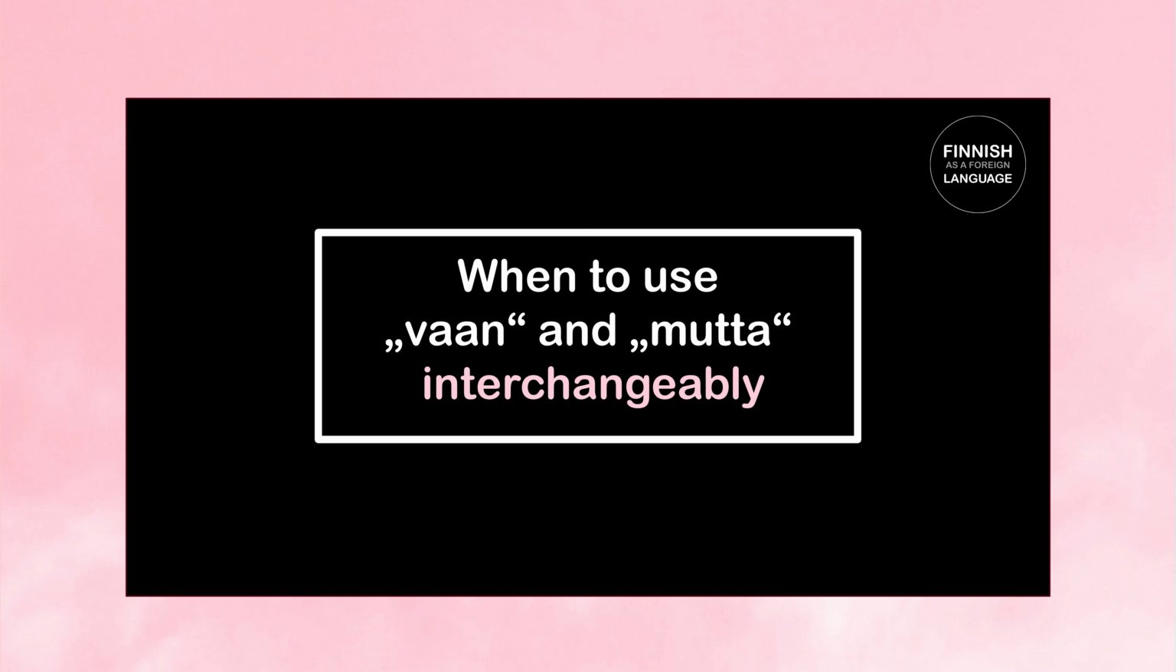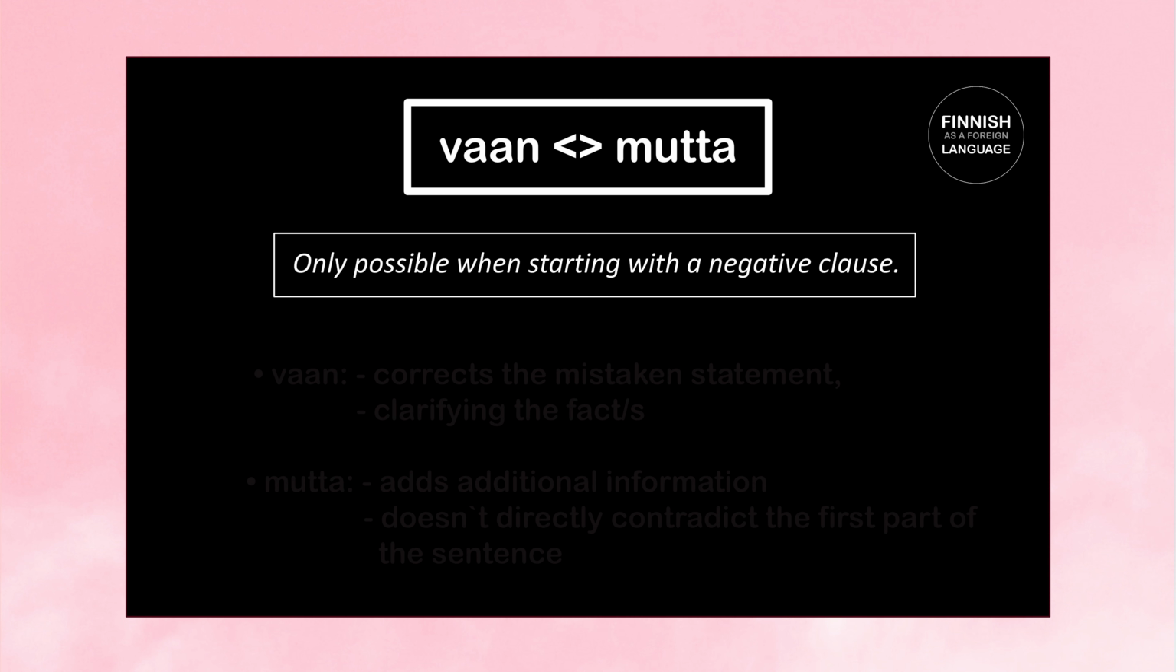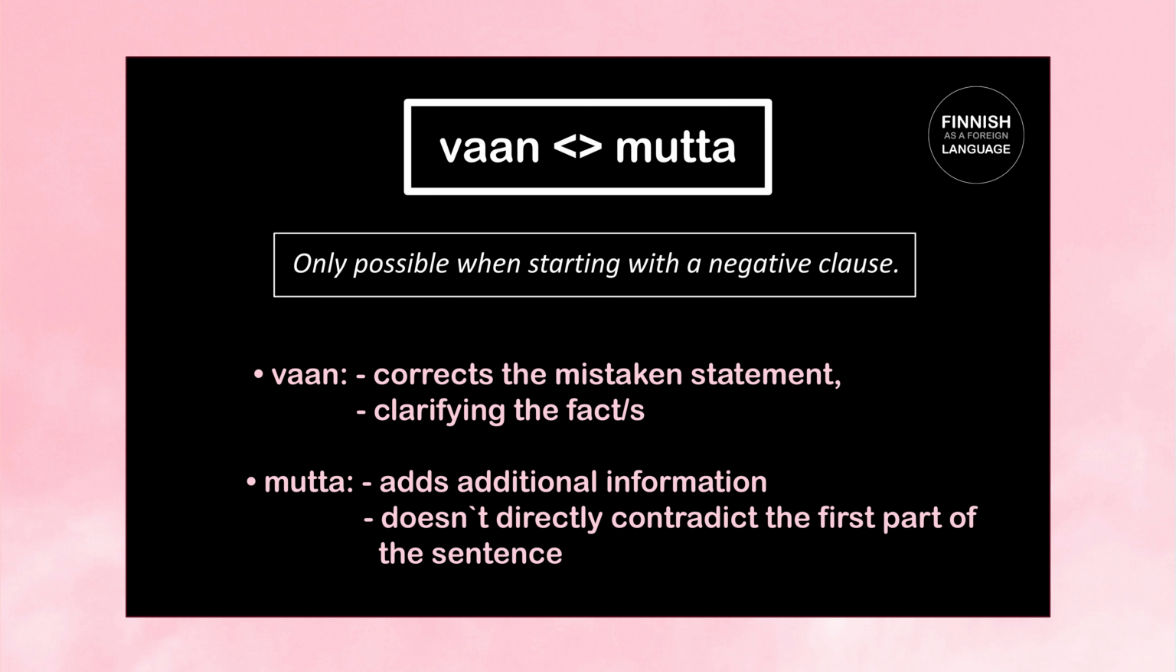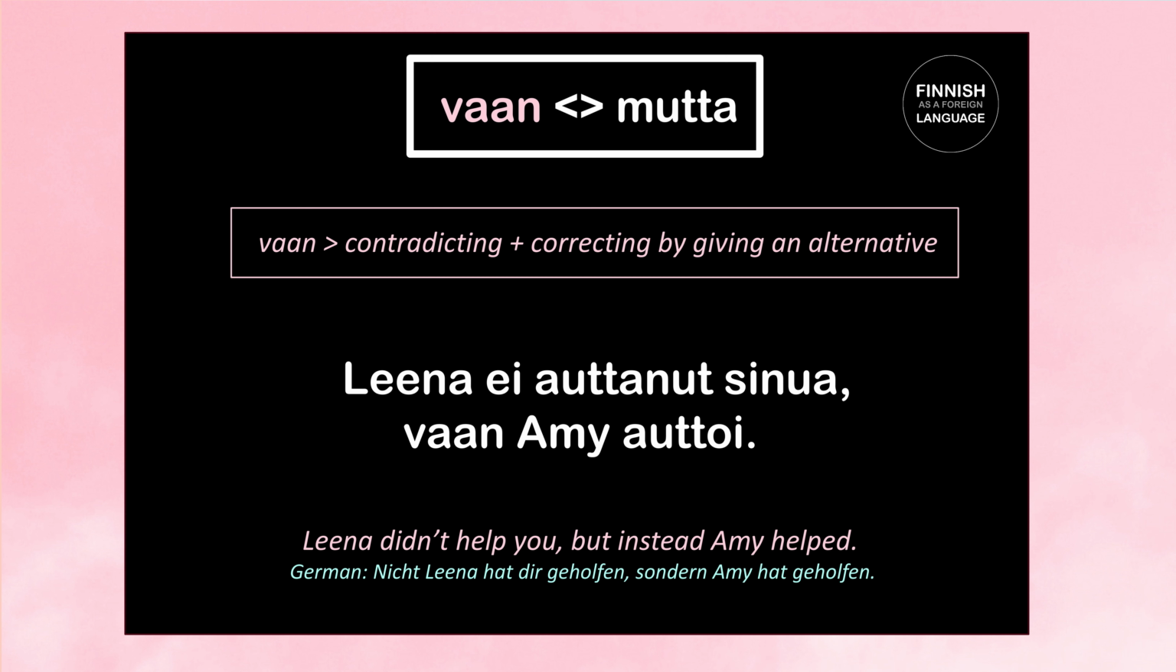Alright, we carry on with the next chapter, using vaan and mutta interchangeably in a sentence. So sometimes in some sentences we can use them interchangeably, but only when starting with a negative clause. So when we do this, then vaan corrects a mistaken statement, while mutta adds additional information without directly contradicting the initial statement. Let's take a look at one example. Leena ei auttanut sinua, vaan Amy auttoi means Leena didn't help you, but instead Amy helped.